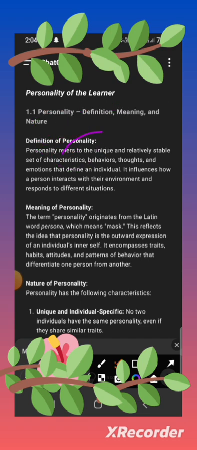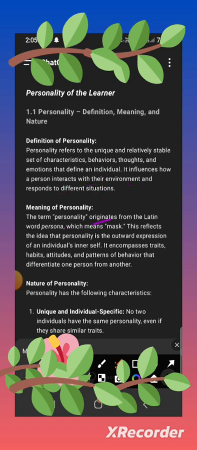Definition of personality. Personality refers to the set of emotional, behavioral and cognitive characteristics that make an individual unique. It influences how a person interacts with others, responds to different situations and processes information. Different psychologists have defined personality in various ways. So, personality refers to the unique and relatively stable set of characteristics, behaviors, thoughts, and emotions that define an individual. It influences how a person interacts with their environment and responds to different situations.